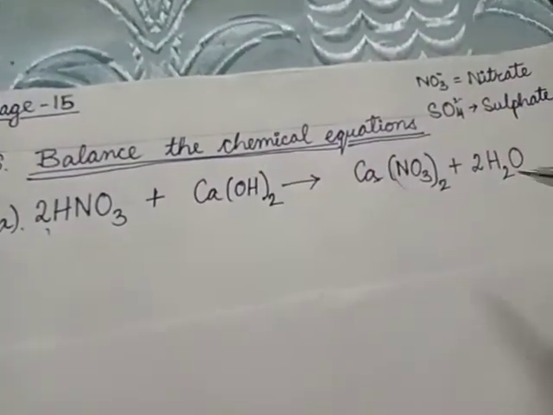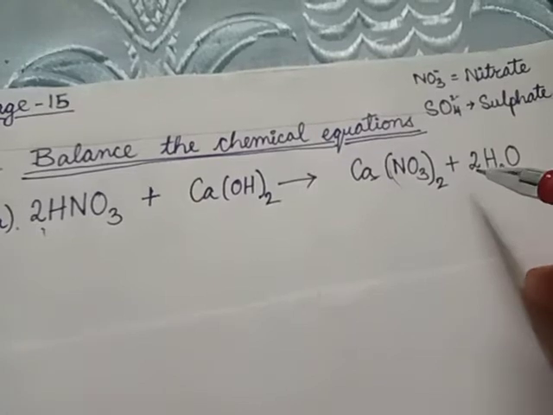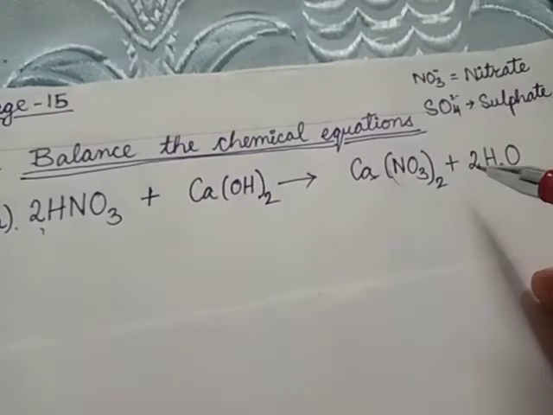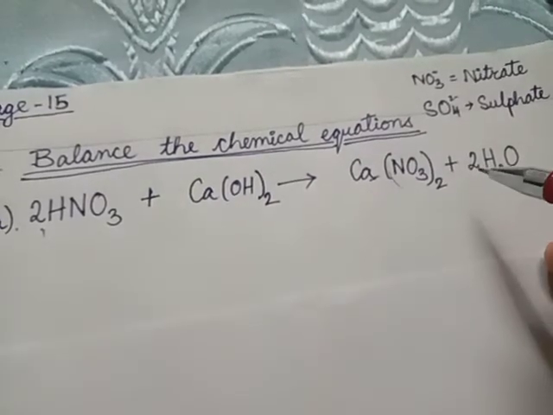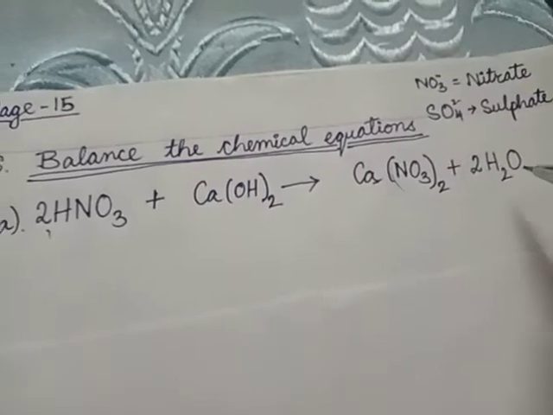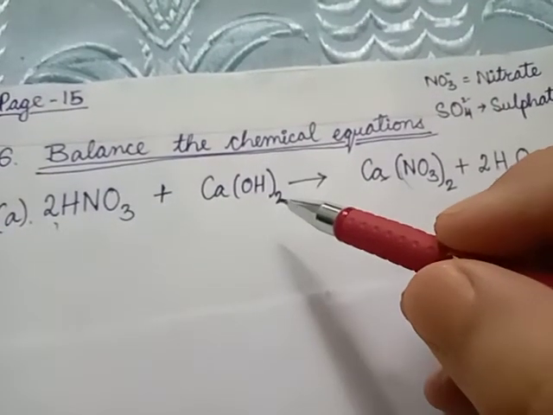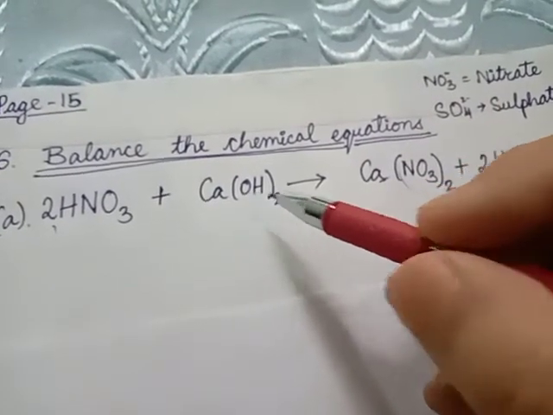Now what about oxygen atoms? Because of these 2, now the number of oxygen atoms on the product side is 2 oxygen atoms. On the reactant side also it is automatically becoming, see, 2 oxygen atoms.